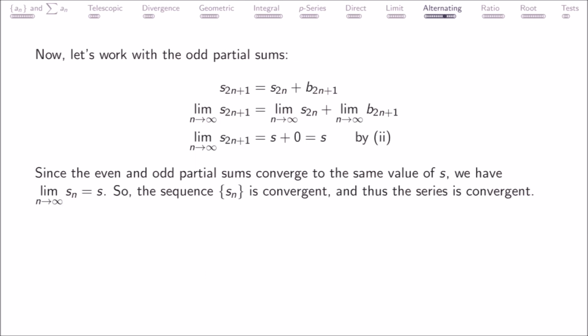Now, let's work with the odd partial sums. Since the even and odd partial sums converge to the same value of S, we have limit Sn equals S, so the sequence Sn is convergent, and thus the series is convergent.